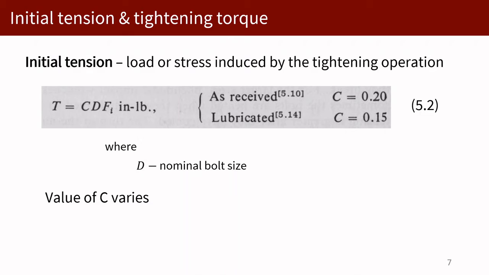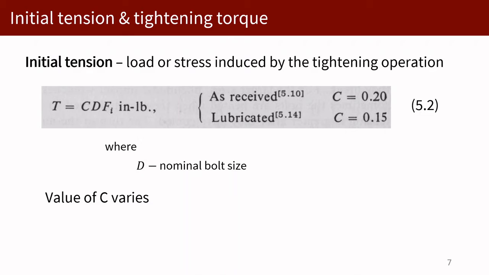Now, how about if another type of lubricant is used in the threaded members? So in this book, it is suggested that one can approximate the value of C as 0.14 if the threads are lubricated with molybdenum disulfide. So 0.14 is what is suggested.